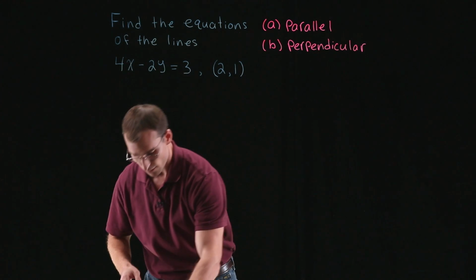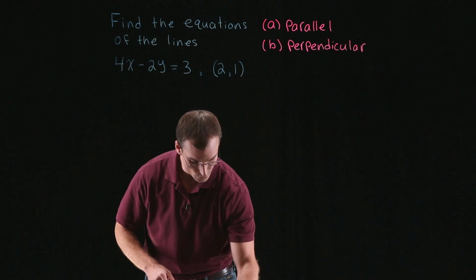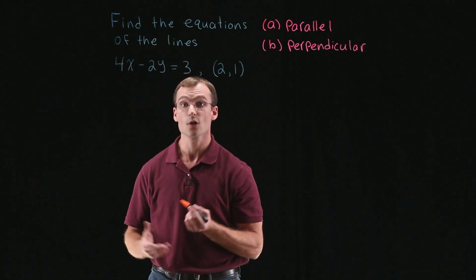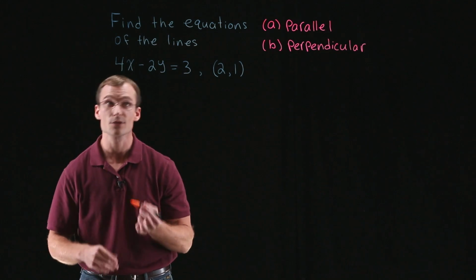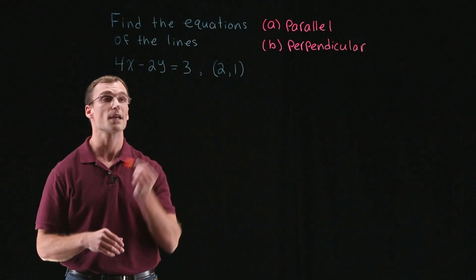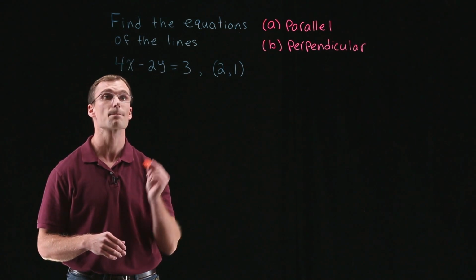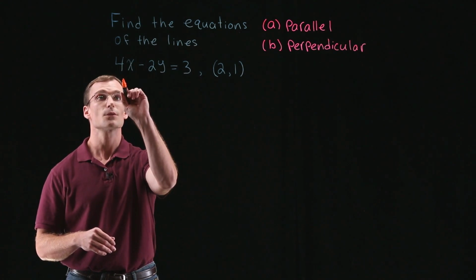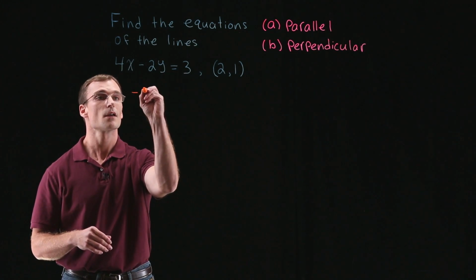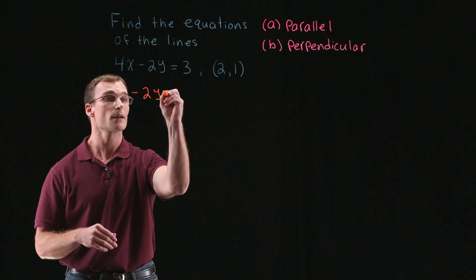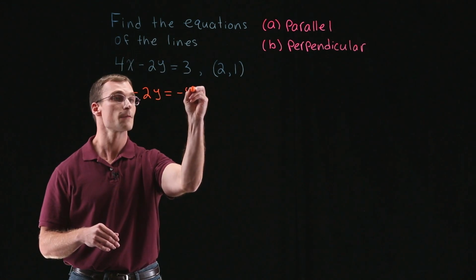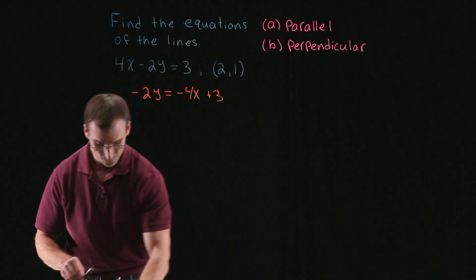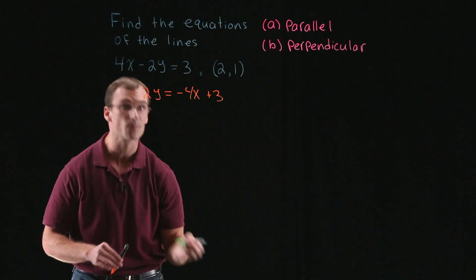To put this in a more user-friendly form, we'll rewrite our equation in slope-intercept form, or in other words, solve it for y. So y equals mx plus b is what we want to get. We have 4x minus 2y equal to 3, so we'll subtract our 4x. So we'll have negative 2y equal to negative 4x plus 3, and we want to solve for y.